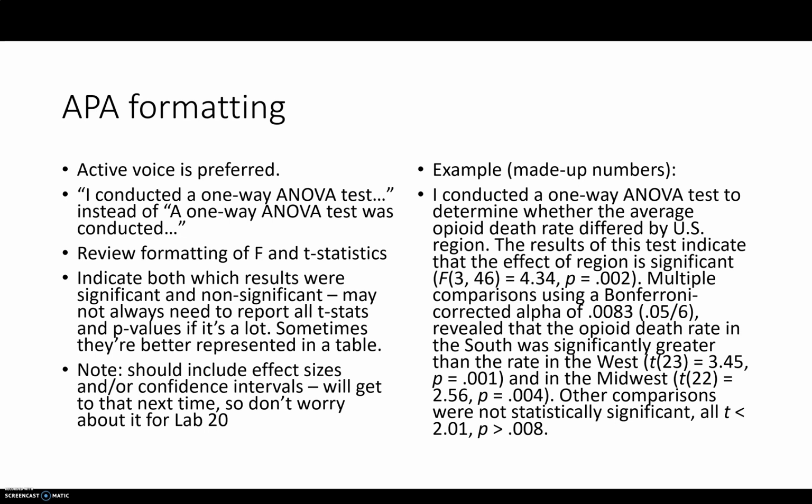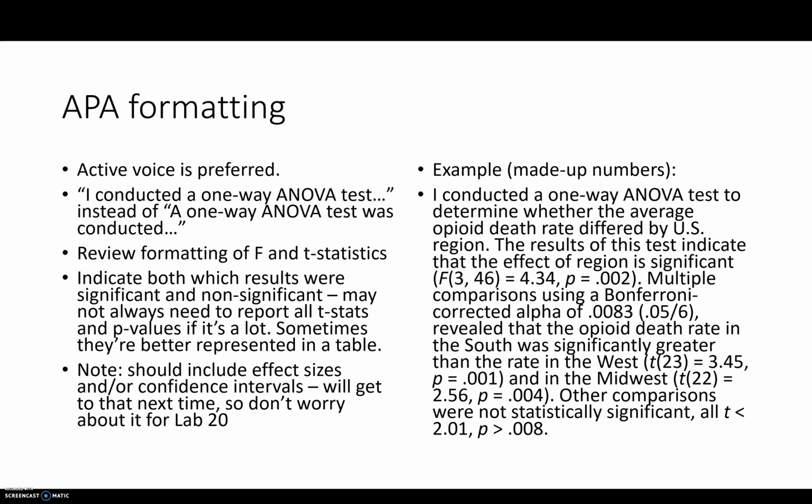Oh, and by the way, you'll see that phrase post hoc. That just means after the fact. After doing this omnibus test, then you'll do some post hoc comparisons. If you're doing like 10 of those, then you probably don't need to report the exact statistics, the t value and the p value for all of those. It may make more sense to do something like this, where here are the exact statistics for the ones that were significant and all the other ones were non-significant. All t was less than 2.01, p greater than 0.008.